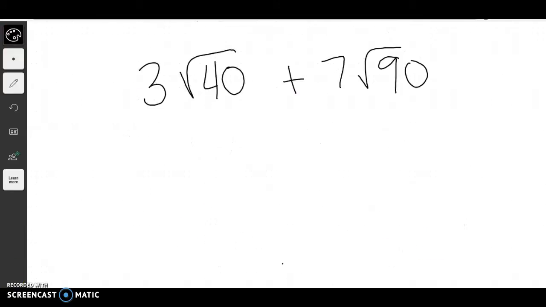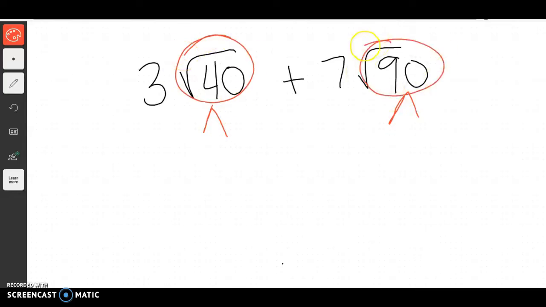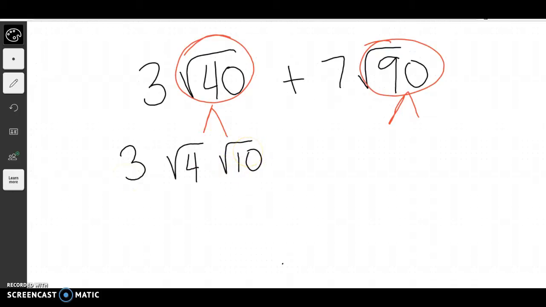Okay, so in this example right here, we have 3 radical 40 plus 7 radical 90. Again, what I want to do first is break this up, because I know this isn't a like term with this, so we've got to try to simplify it. Luckily, this will simplify down to 4 and radical 10, and this will simplify down to 9 and radical 10.